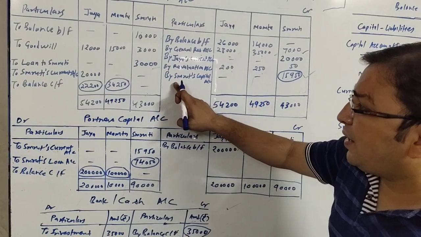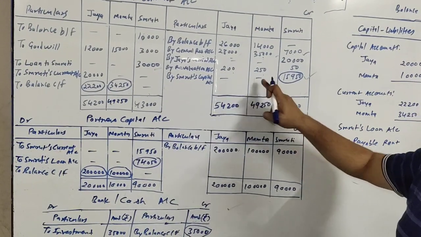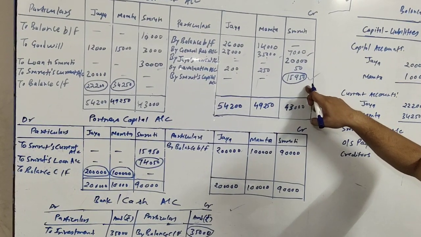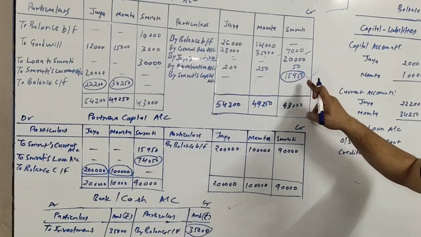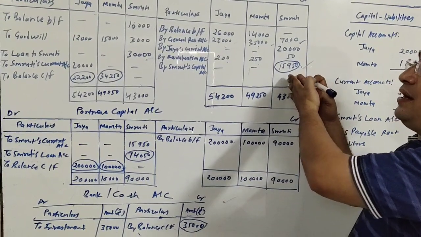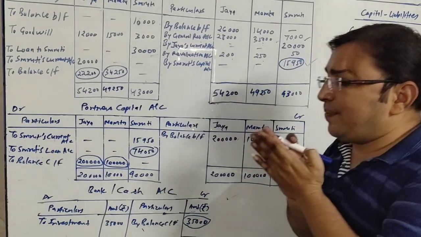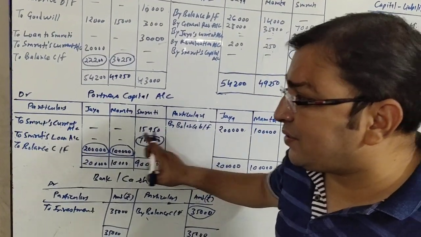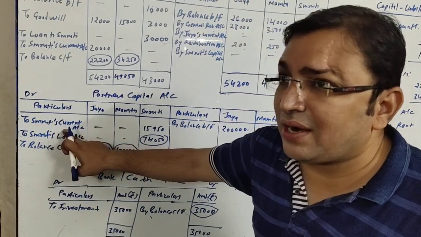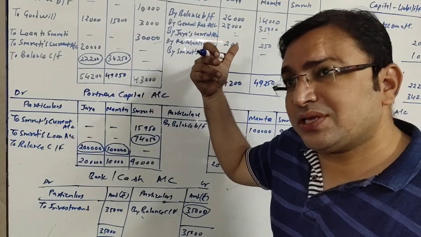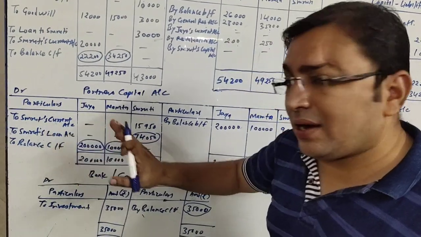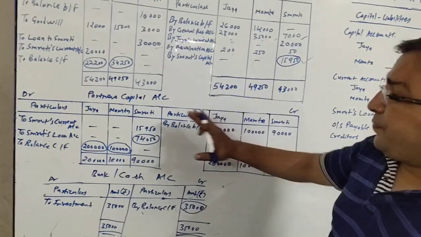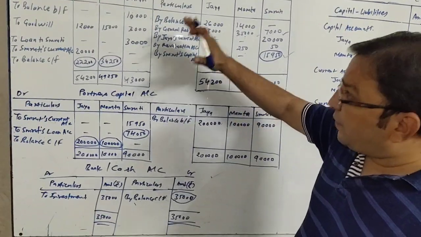So what we will write here: by Smruti's capital account, and only Smruti has it. So 15,950, and as this is credited here, it will be debited to Smruti's capital account. So here it is Smruti's capital account 15,950, and here we will write to Smruti's current account. There we have written by Smruti's capital, here we will write to Smruti's current account. How much? 15,950.